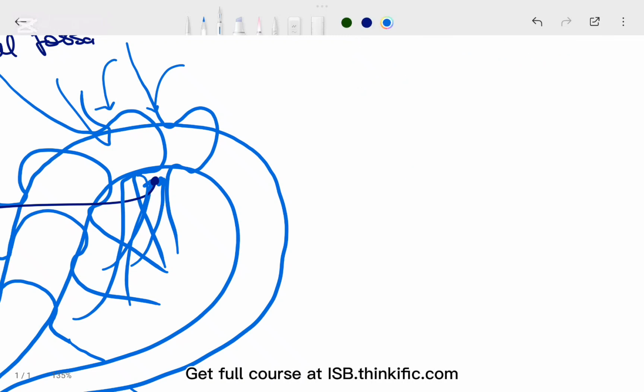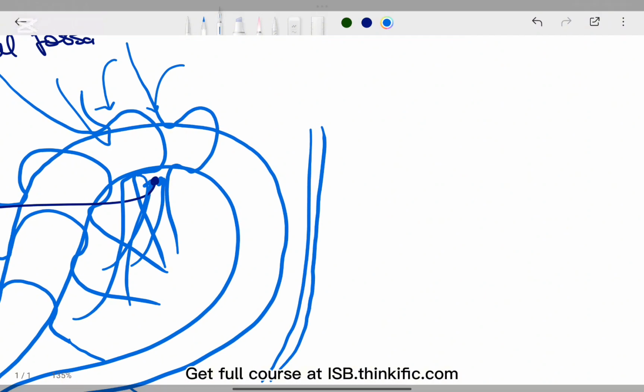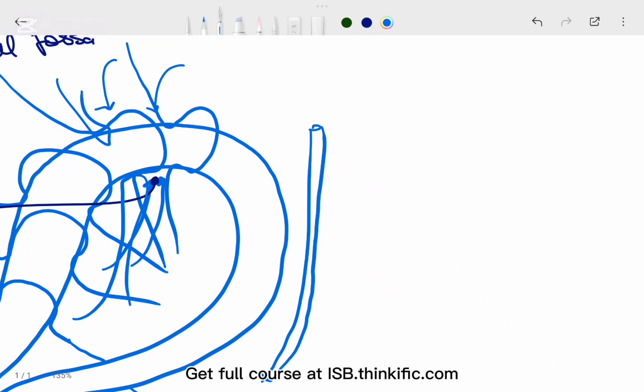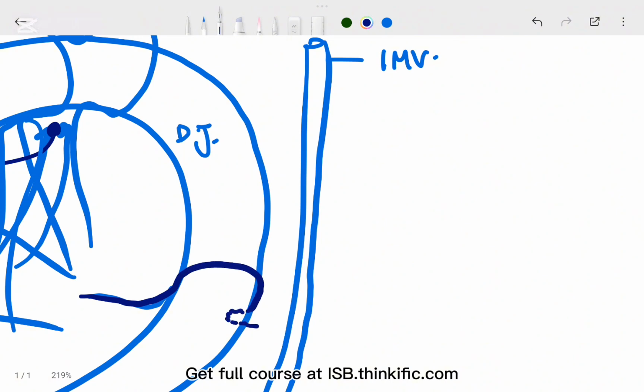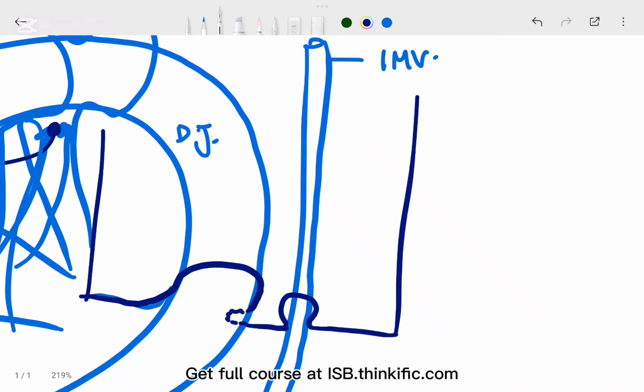Look, passing here is the inferior mesenteric vein, okay? The inferior mesenteric vein will pass here. This is the inferior mesenteric vein, IMV, sorry, and this is the DJ junction. There's a pocket of peritoneum between them. I will give it different colors so that it's easy. There's a pocket of peritoneum between them. You get me?